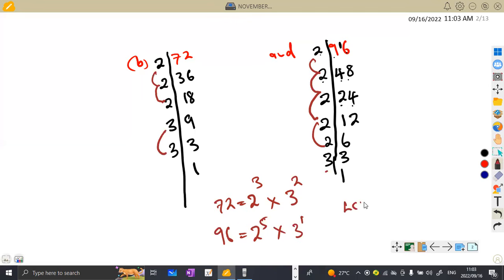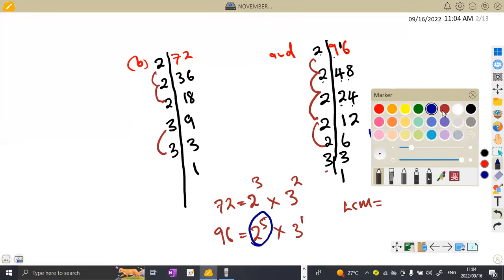Remember for LCM, guys, I told you that you have to take everything that is present, and from what is present you take the one with the highest power. So you look for the highest powers. The highest power of 2 is 2 to the power of 5.